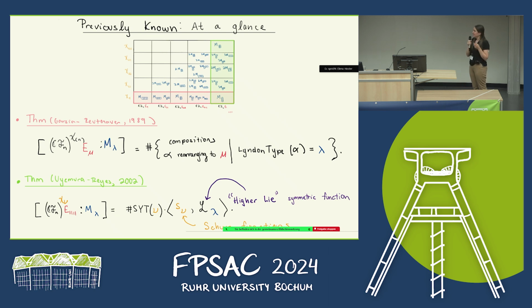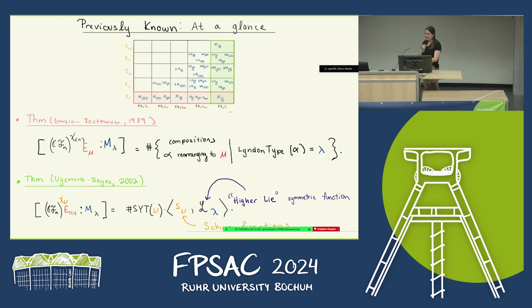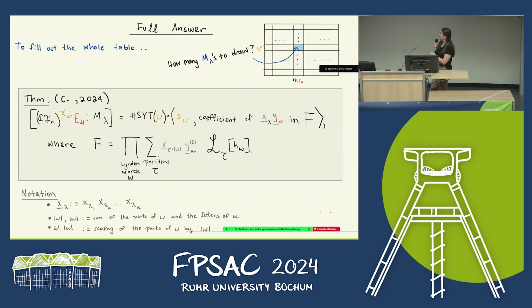Okay, so my work aimed to unite these and extend these by telling you how to fill in the remaining boxes. We won't need to fully understand it, but just to give you a picture of what it looks like: say you're in row nu and column mu. The number of lambdas you can draw is given like this.